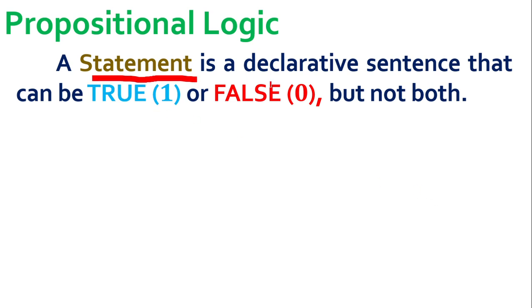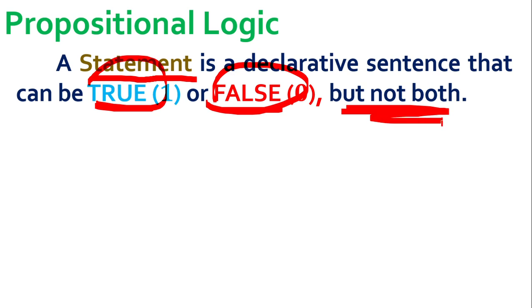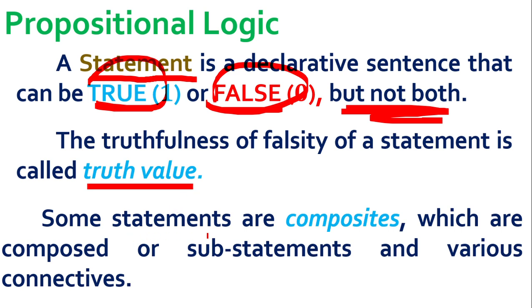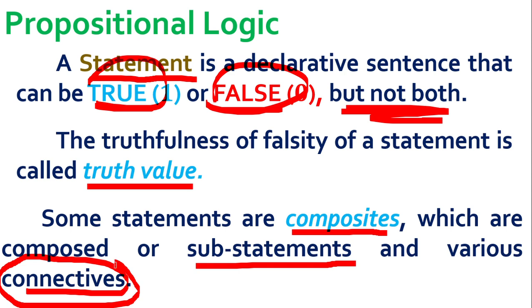Statement is a declarative sentence that can be true or false, but not both. So, yun yung ating propositional. Pwede siya maging true, pwede maging false, pero hindi siya pwedeng parehas. Okay. So, the truthfulness or falsity of a statement is called truth value. So, some statements are composites, which are composed of substatements and various connectives. Ito ang importante, yung magko-connect sa kanila.